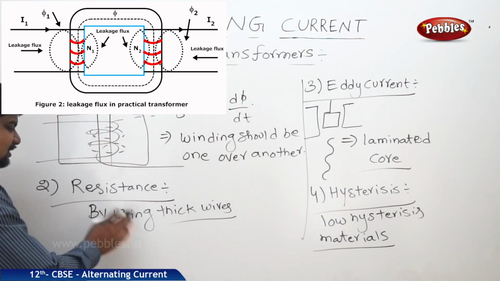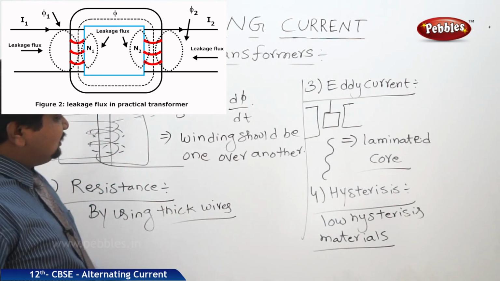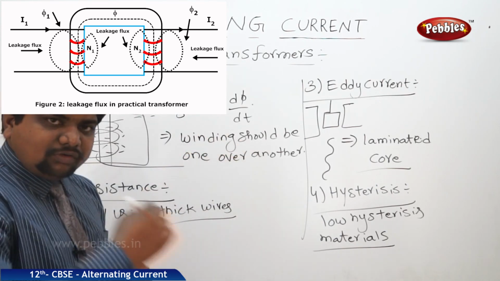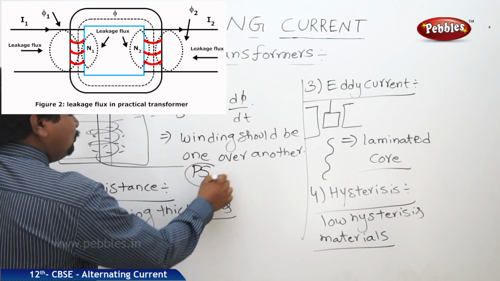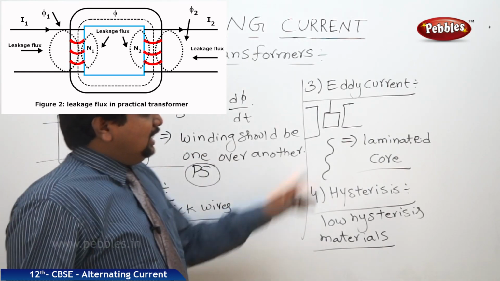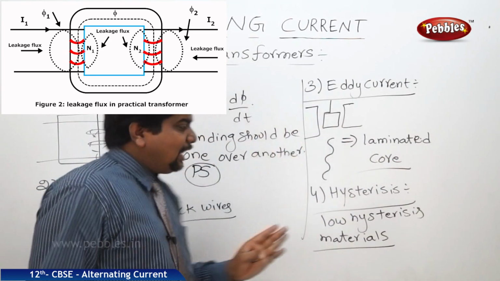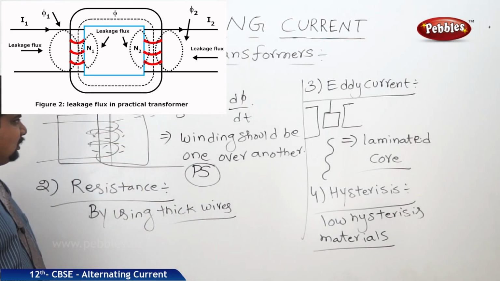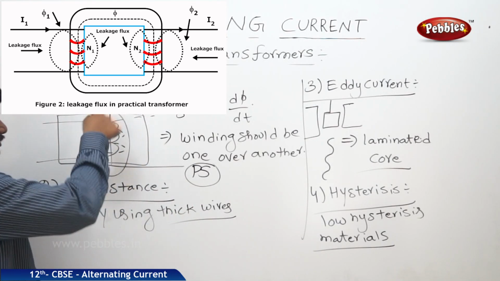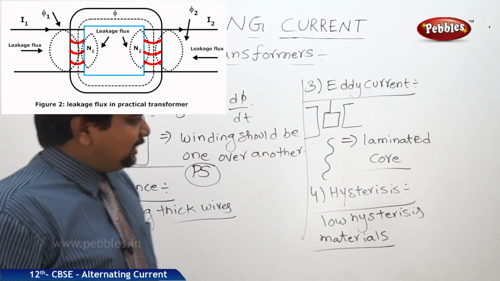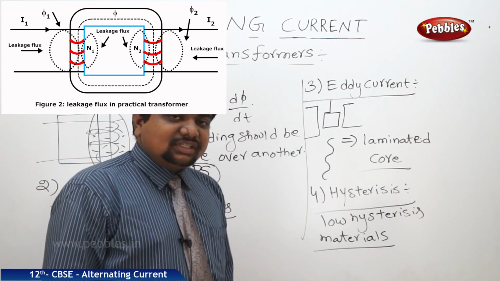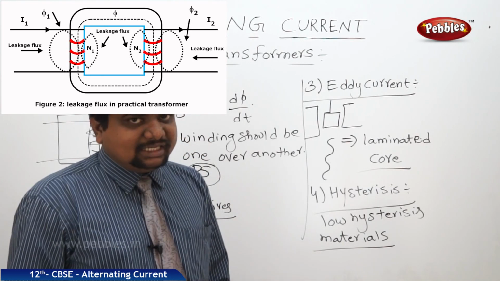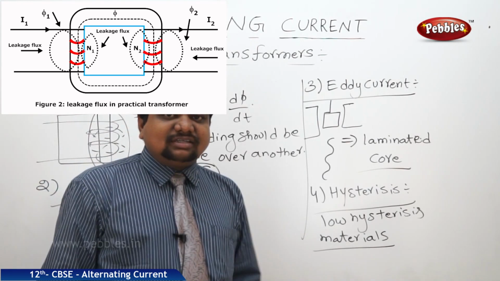So resistance, by using thick wires we can eliminate. Winding should be one over another, meaning the primary coil and secondary coil should both be one over another, overlapping in simple words. Eddy currents, the core should be laminated. This is the core, without windings, we can assume the metallic core. And hysteresis we can reduce by using low hysteresis magnetic materials. This is the construction of the transformers.